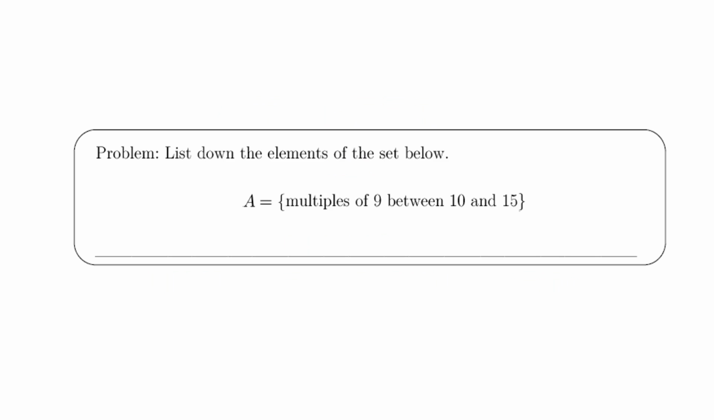Our first problem is to list down the elements of set A. As a review for lesson 2, set A is expressed using set builder notation. A is the set of all multiples of 9 between 10 and 15. Simply, we will notice in this set that there is no multiple of 9 between 10 and 15. So how can we list down that? That is actually our lesson for this part.